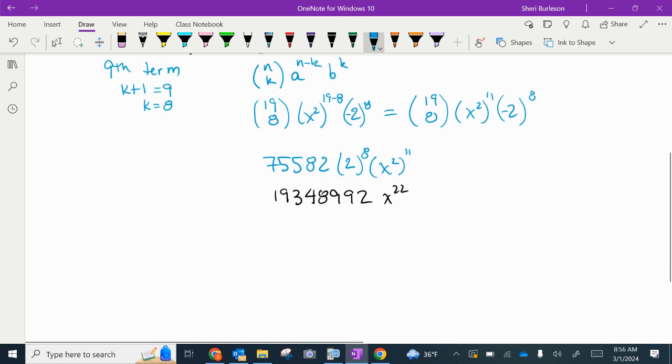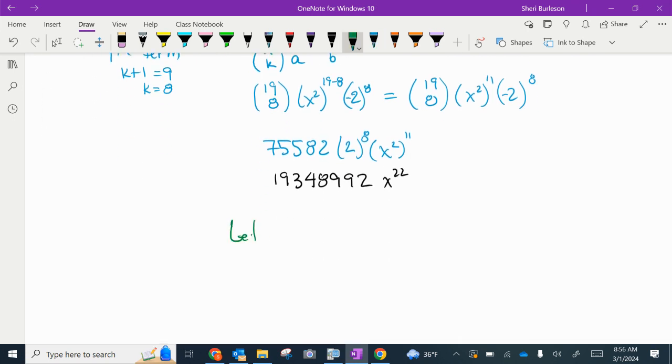Okay, so let's pretend. Should that be an apostrophe? Is it short for let us? Yeah. Let's pretend that my 75582 times negative 2 to the 7th times x squared to the 11th. I know it doesn't work. I'm just pretending that it had been an odd power instead of an even power.